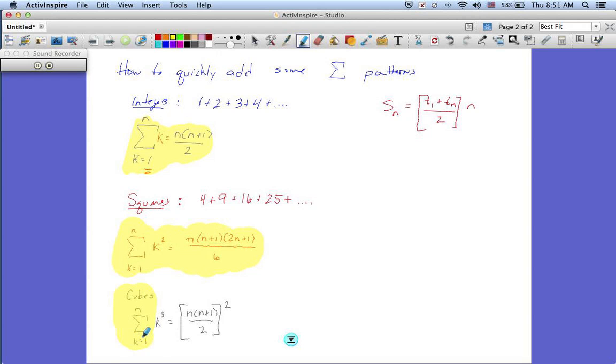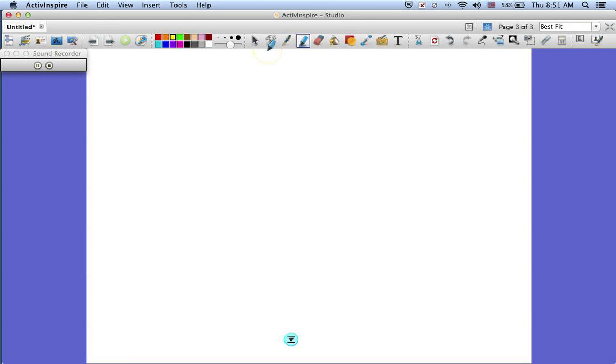Sums of the integers, the squares, and the cubes. Example time. Let's say we are asked to add up these numbers, k going from 1 to 100 of (2k minus 1) times 2k. All right. Well, I can clean that up a little bit. That's 4k squared minus 2k.